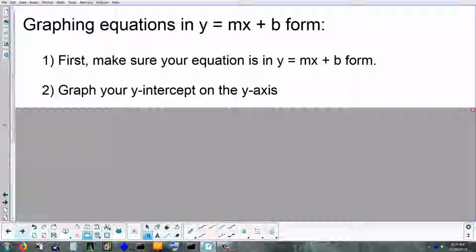Somewhere on the y-axis, that number is going to tell you where. You're going to put a dot. So put a dot on the y-axis. That's your y-intercept. How do you know which number is the y-intercept? There's a couple different ways, but what's one way? How do you know what the y-intercept is in your equation?